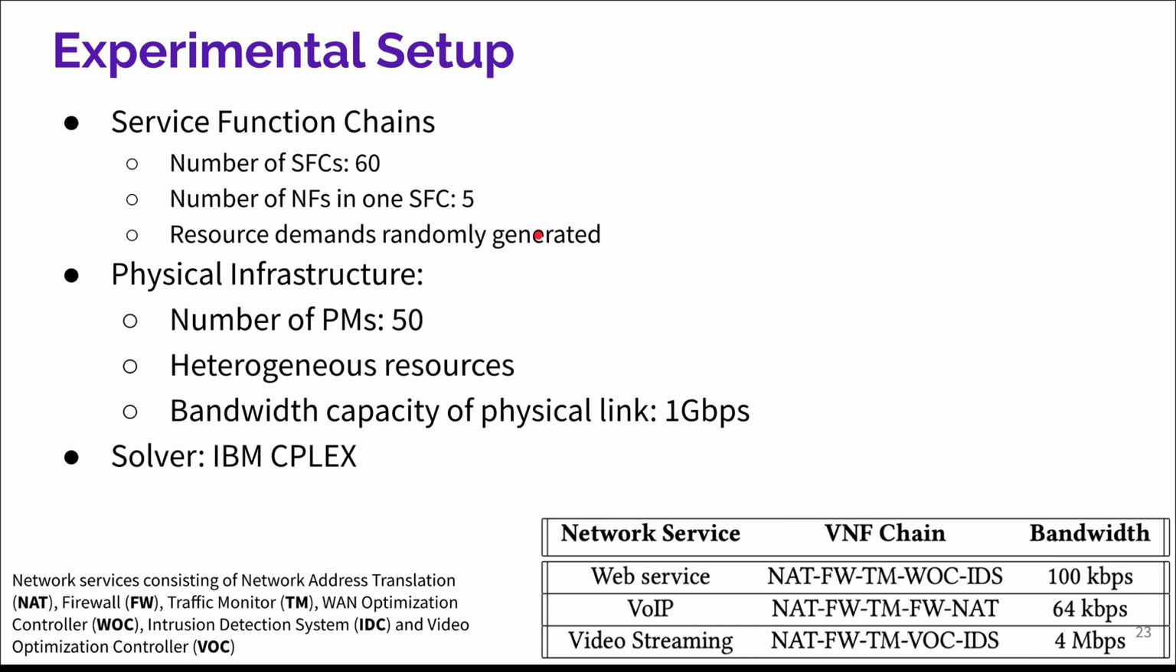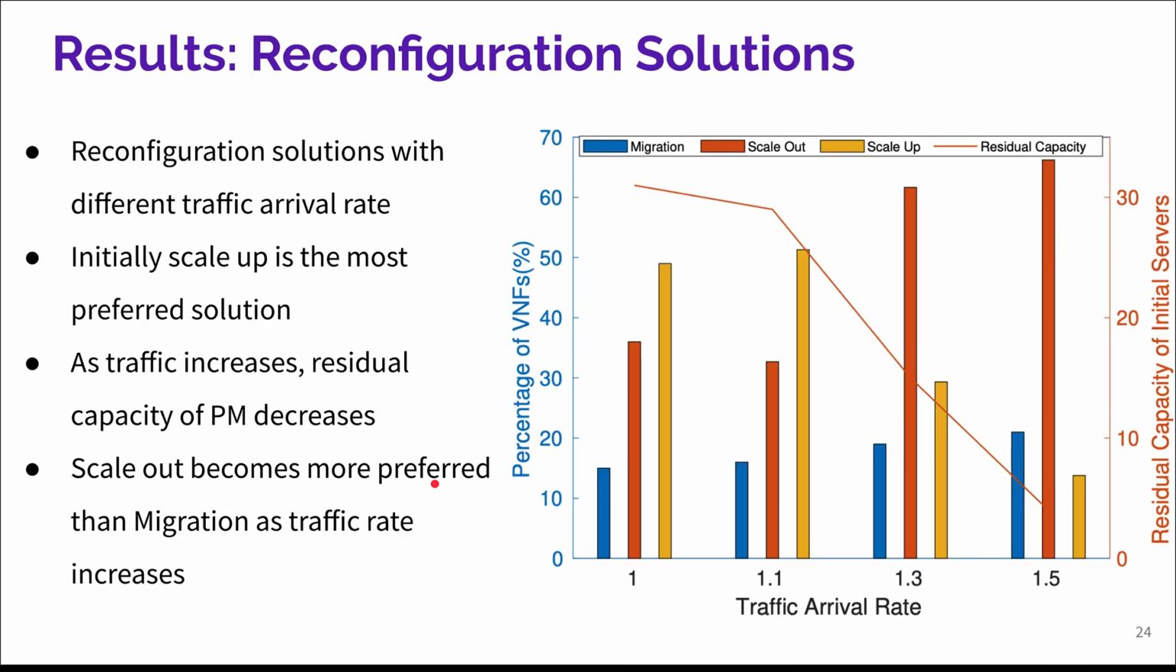The resource demands are randomly generated for each network function belonging to SFC. The physical infrastructure, we have 50 physical machines connected with a 1 Gbps physical link. The solver that we have used is the IBM CPLEX solver to solve our ILP problem. Let's look at the results right now.